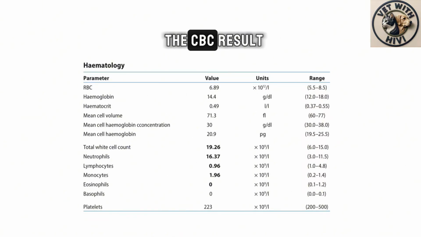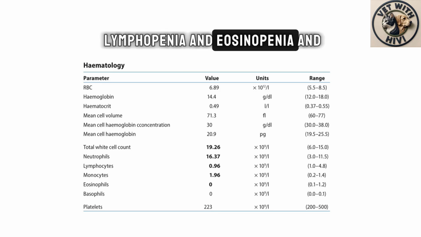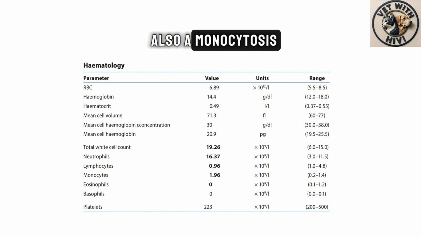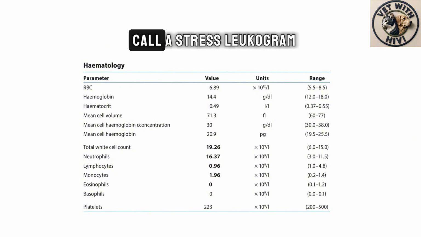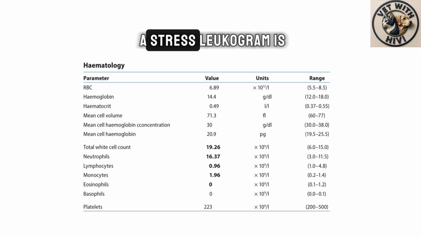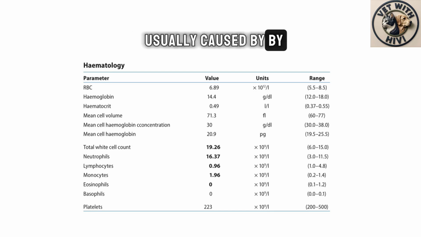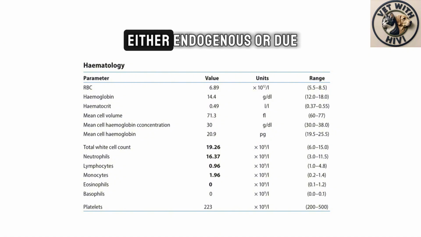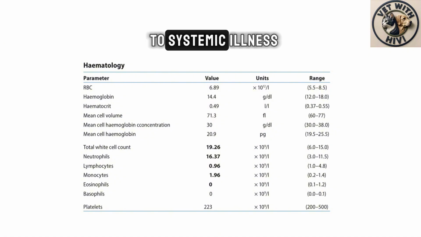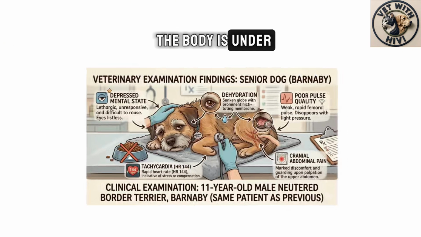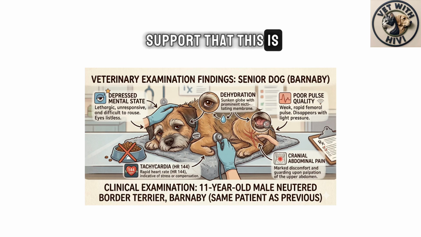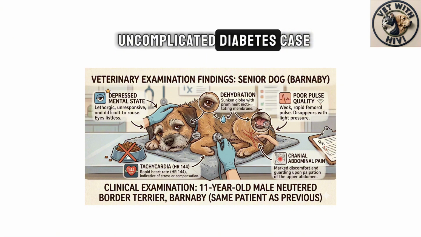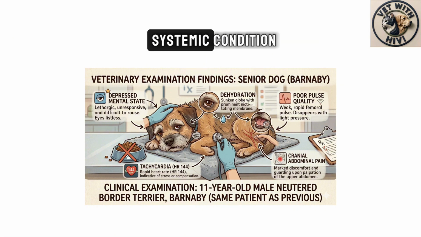Now let's move to the CBC result. We are seeing a mild neutrophilia, lymphopenia, and eosinopenia, and also a monocytosis. This pattern is very typical for what we call a stress leukogram. A stress leukogram is usually caused by increased cortisol release, either endogenous or due to systemic illness. So in this case, the body is under significant physiological stress, which further supports that this is not a simple uncomplicated diabetes case, but a more severe systemic condition.